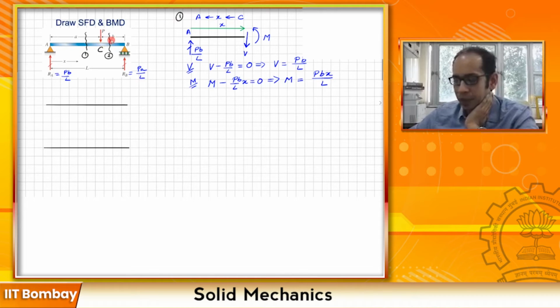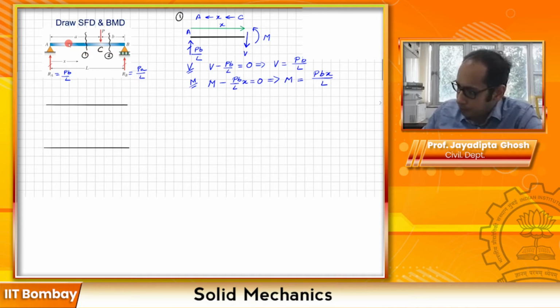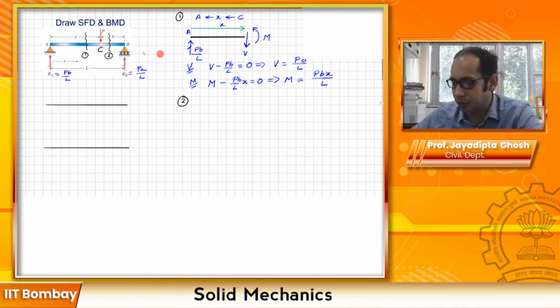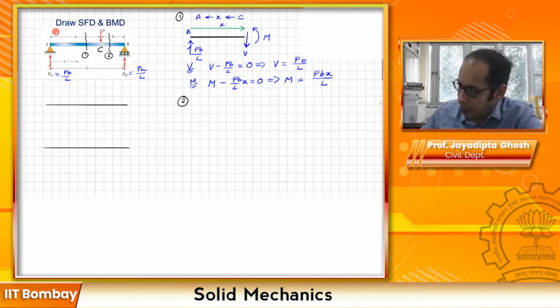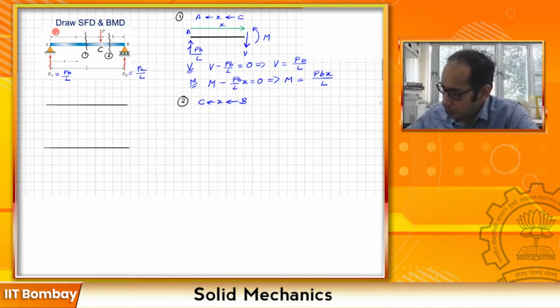Now let's write similar expressions for section 2. For section 2, you might be wondering whether it's easier to go from left to right or right to left, but for the sake of this problem, just to be consistent and to show that we eventually end up at the same thing, let's draw from left to right. Now I'm going to write the equations for the second section, where x lies between C and B. If I draw the free body diagram of the beam, what do I get?